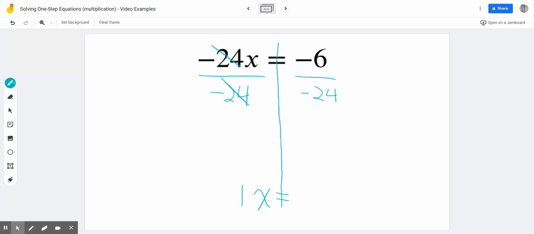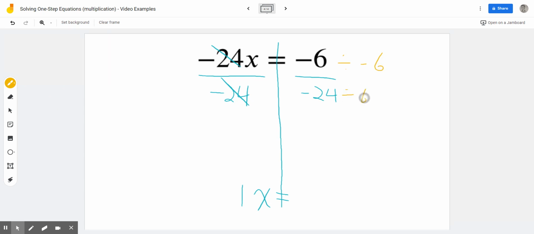Now, 6 over 24 or -6 over -24, that is not going to be a whole number because it's a fraction where the top number is larger than the bottom number. So rather than dividing these two numbers, I think what we can do is simplify by maybe dividing both the top and the bottom by the same number. So in this case, I believe we can divide both -6 and -24. What if we divide them both by -6?